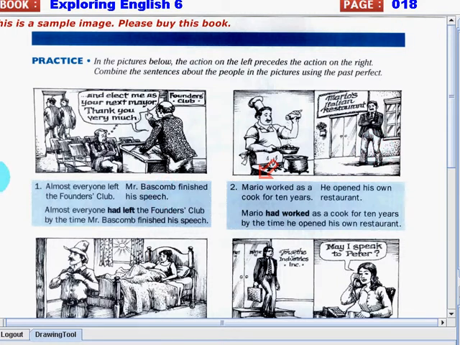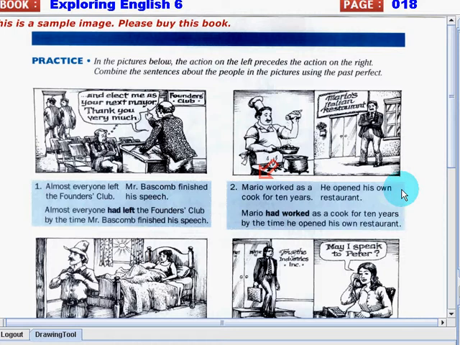Let's read number 1 example. Almost everyone left the Founders Club. Mr. Bascom finished his speech, so the first action here happened first. It's the first action and it happened before this second action. Okay, so the sentence here is that almost everyone had left the Founders Club by the time Mr. Bascom finished his speech. Number 2, Mario worked as a cook for 10 years.